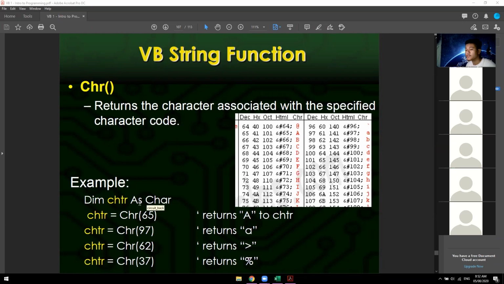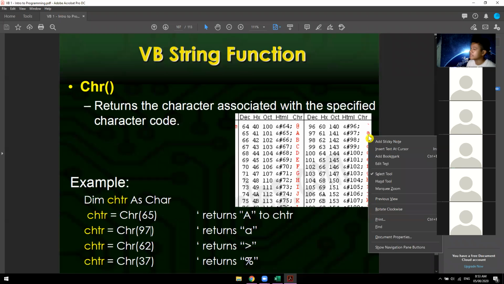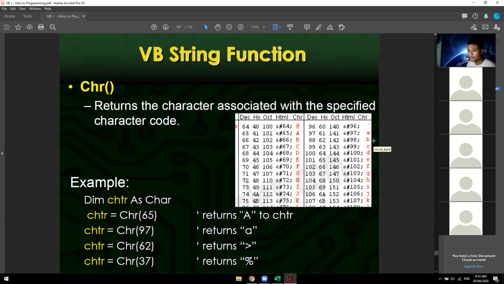Okay? So again, itong CHR na 'to can only contain one variable or one character. So meron tayong CHR 65 wherein ang equivalent CHR code nito is letter A. So sa decimal kayo mag-base. So 65, ang CHR code niya is letter A. So CHR 97, hanapin nyo lang 97. Ang CHR code niya is small letter a.